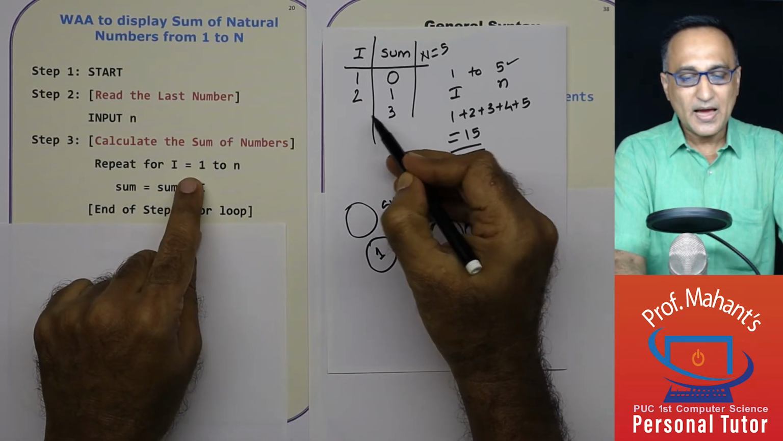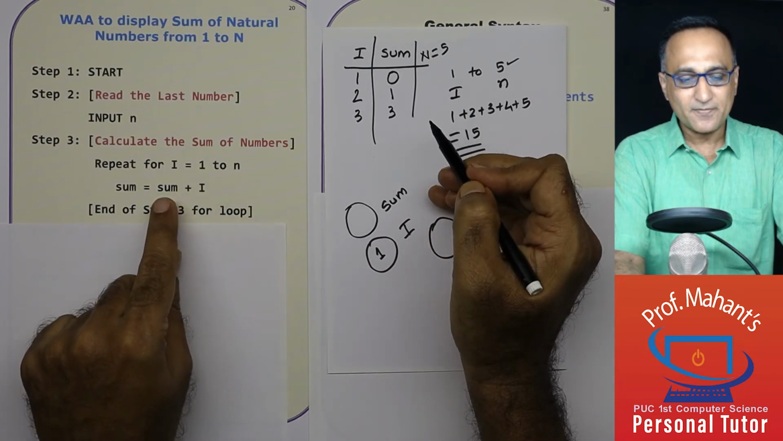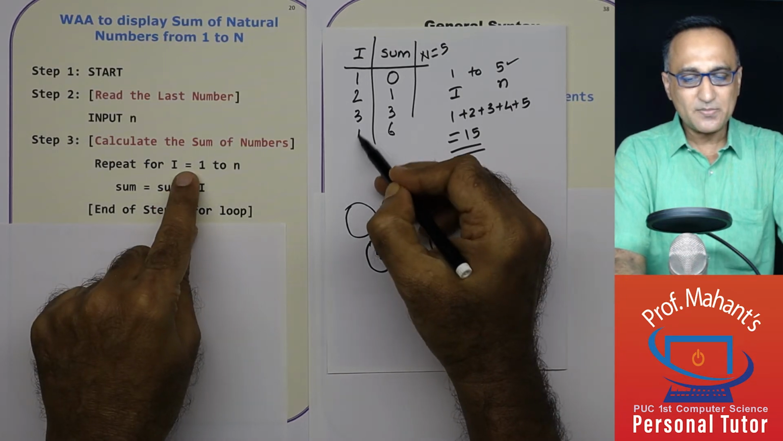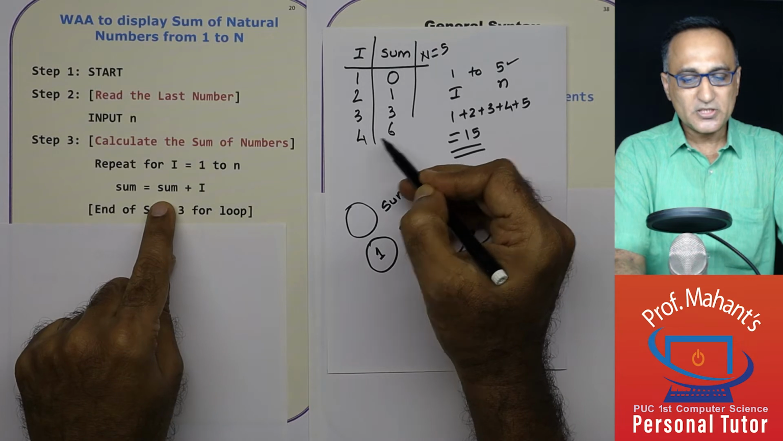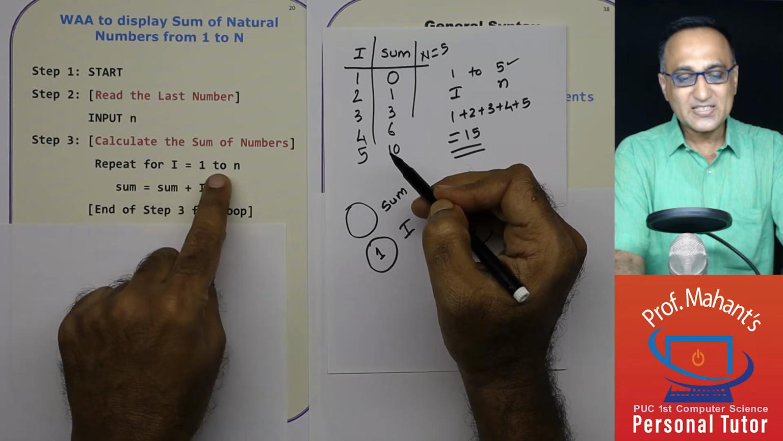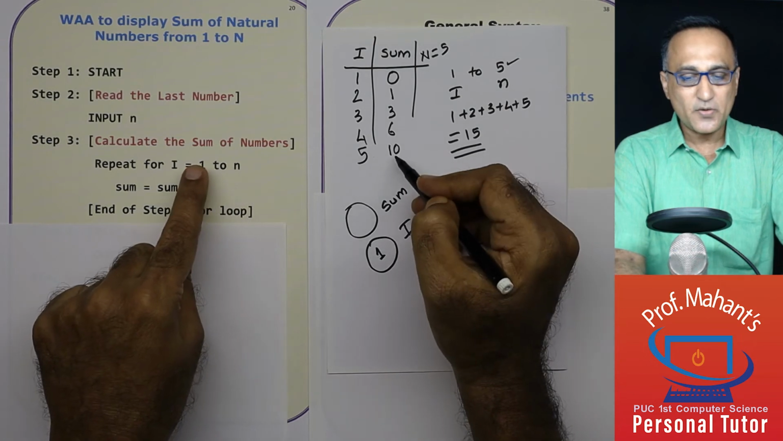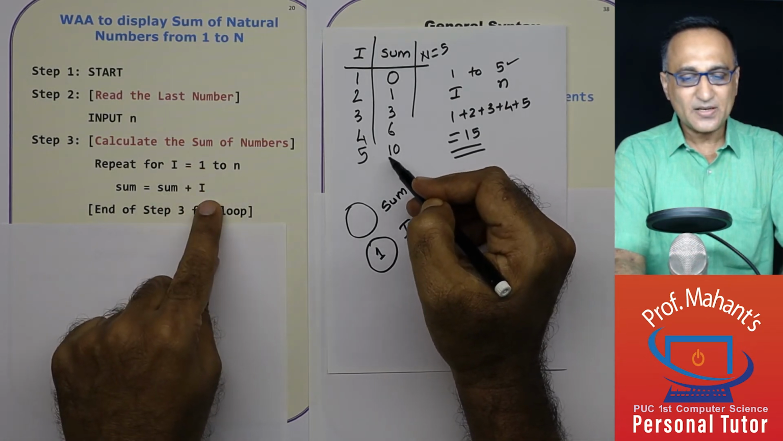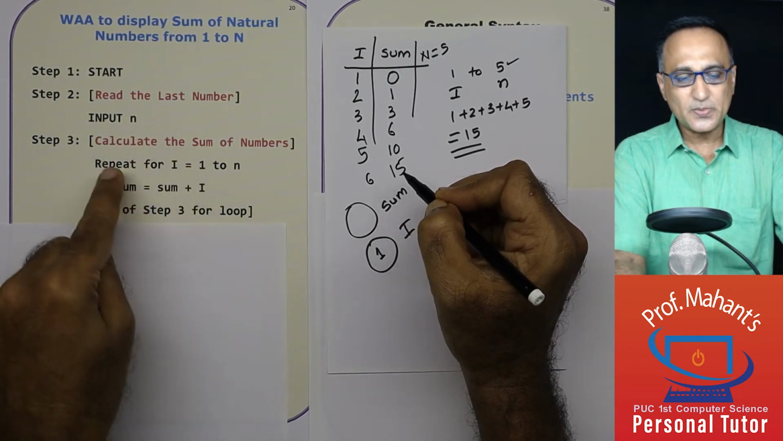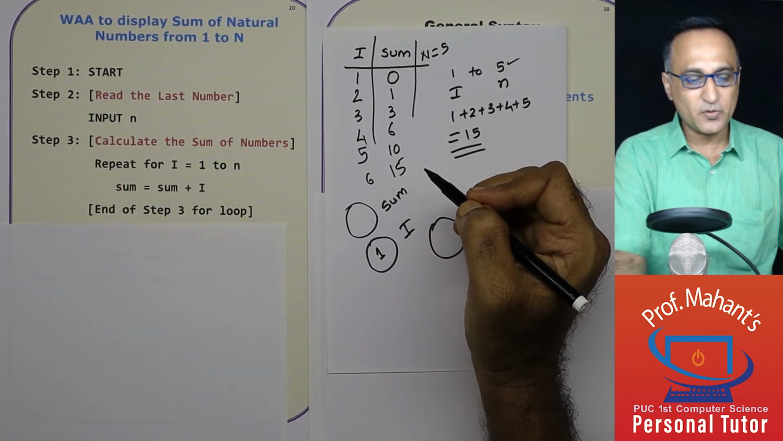You go back here, I now becomes 3. 3 is still not greater than 5. Sum is equal to 3 plus 3, it becomes 6. I now becomes 4. Sum is equal to 6 plus 4, it becomes 10. I becomes 5. One last time we are left because I has reached 5 but has not crossed 5. So now it is sum plus I, 10 plus 5 is 15. I has become 6. So this particular condition fails and we come out. So this way we are finding the sum of natural numbers between 1 to n.